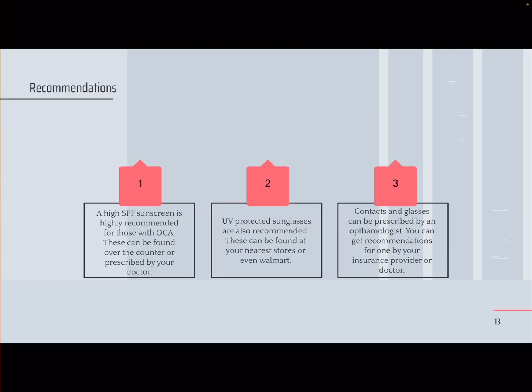So moving on to recommendations from our doctors to those who have this condition. They recommend a high SPF sunscreen for those with OCA. These can be found over the counter or even prescribed by your doctor to get a higher SPF. They highly recommend UV protected sunglasses, and these can be found at your nearest stores like Walmart, Target, or even Amazon. Finally, contacts and glasses, which can be prescribed through an ophthalmologist. If you're looking for an ophthalmologist recommendation, you can find one through your insurance provider or a doctor.